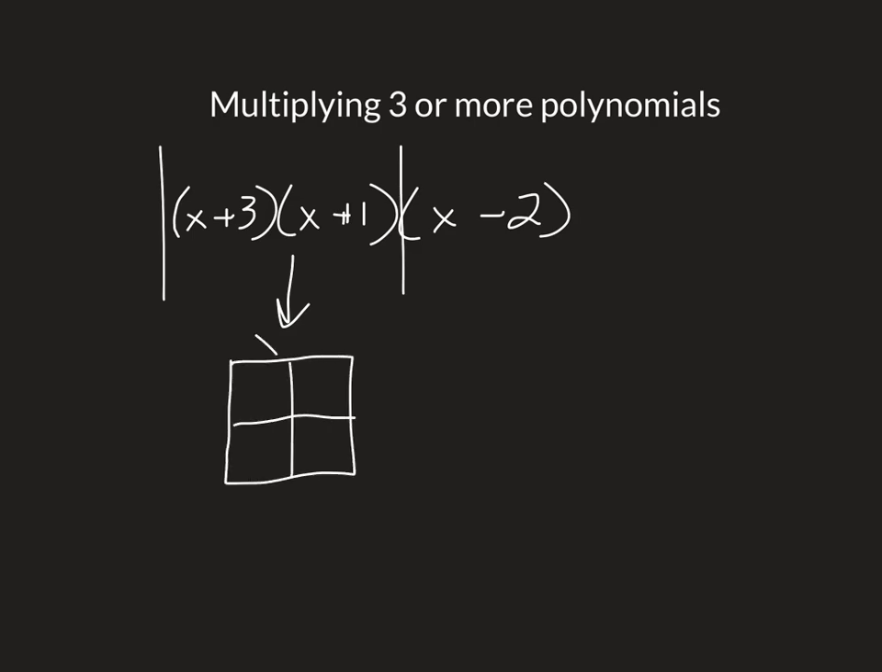I would have x plus 3, and I would have an x plus 1. Okay, so we fill this in. We get x squared, we get 3x, we get x, we get 3. So when we multiply these together, what we get is x squared plus 4x plus 3.